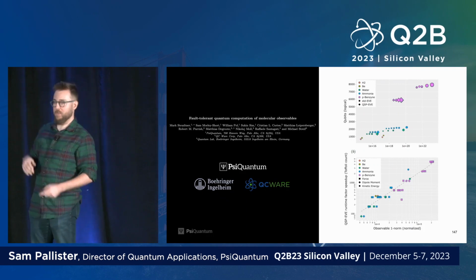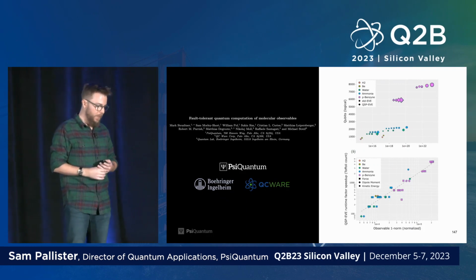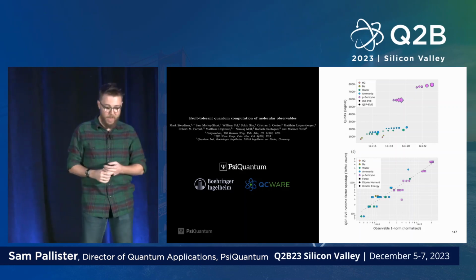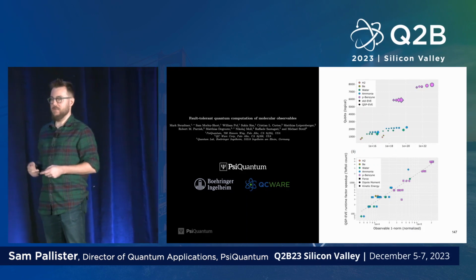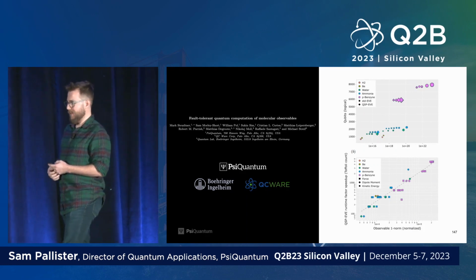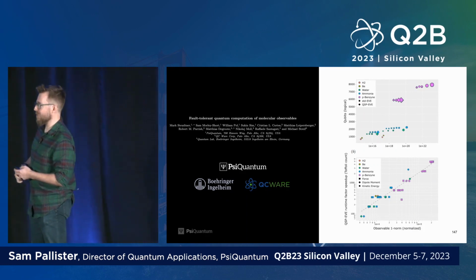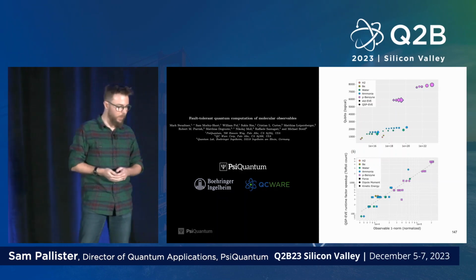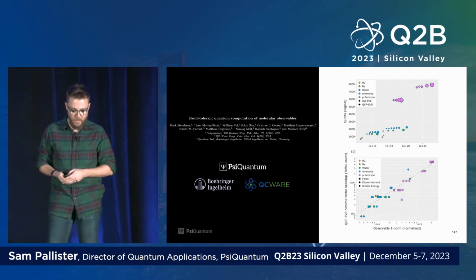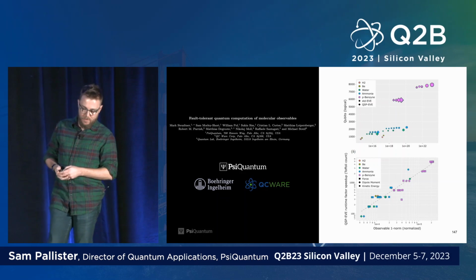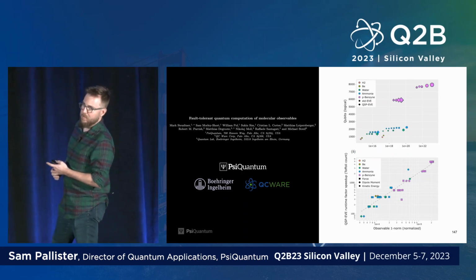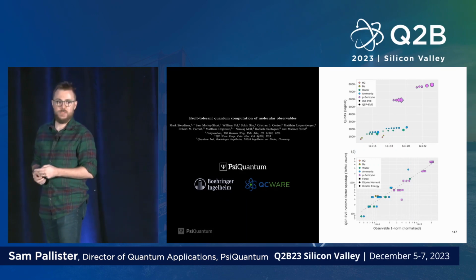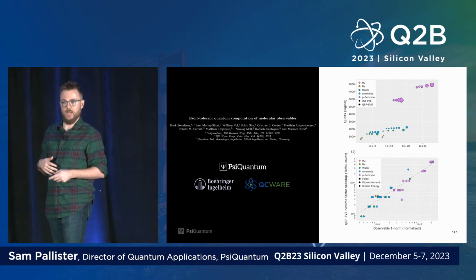So this is a paper that we published in March this year. It was a paper specifically that was aiming to compute a variety of molecular observables for essentially arbitrary quantum chemical systems that we co-published with our friends at Boehringer Ingelheim and QCWare. And it's worth noting that in building this algorithm, the high-level structure of the algorithm itself was known about 3 weeks into a year-long collaboration.